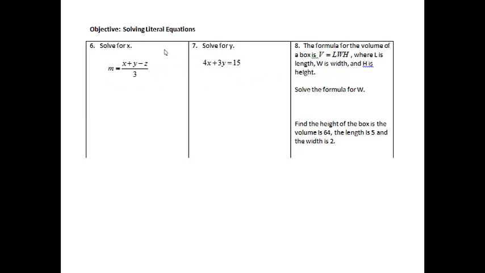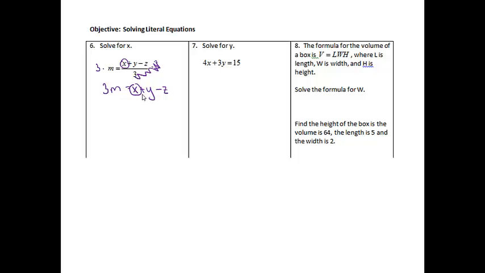Number 6, solve for x. We have m equals x plus y minus c, all over 3. And for solving for x, I'm going to circle the x. We've done problems like this before. If we have divide by 3, that's what we want to get rid of first. So we're going to multiply both sides by 3. So 3 times m is 3m. And on this side, the 3's are gone, so I have x plus y minus c.